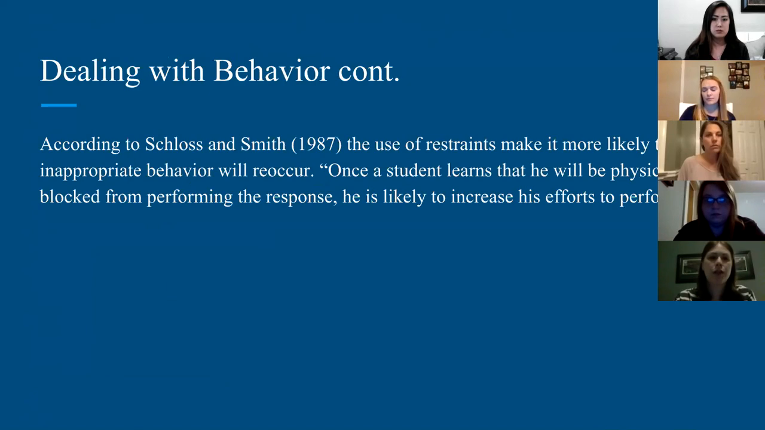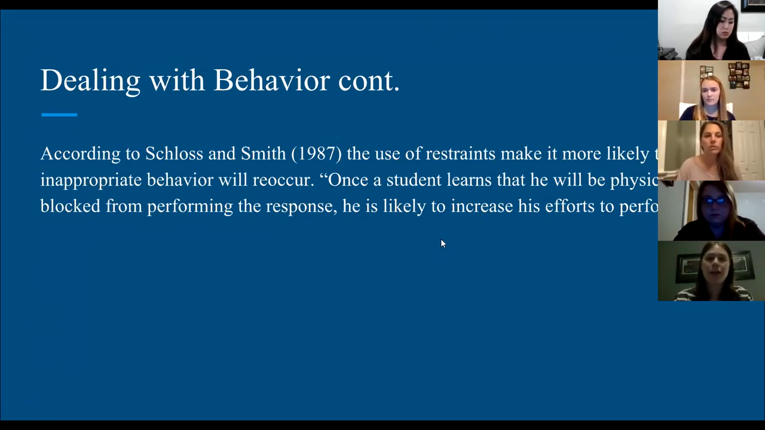So according to Schloss and Smith, the use of restraints makes it more likely for inappropriate behavior to reoccur. So let's say there's a student who's throwing a book on the floor, and you're taking the book away. Well, they might continue to do that if they're trying to get your attention. Once the student learns that he will be physically blocked from performing the response, he is likely to increase his efforts to perform it.